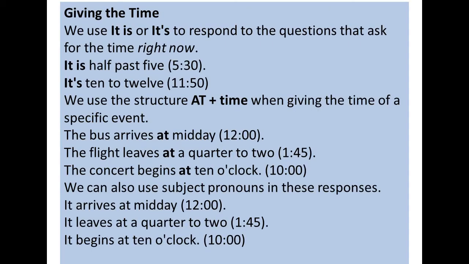Giving the time. We use it is or it's to respond to the question that asks for the time right now. It's 5:30. It's 10 to 12. We use the structure at plus time when giving the time of a specific event. The bus arrives at midday. The flight leaves at 1:45. The concert begins at 10 o'clock.